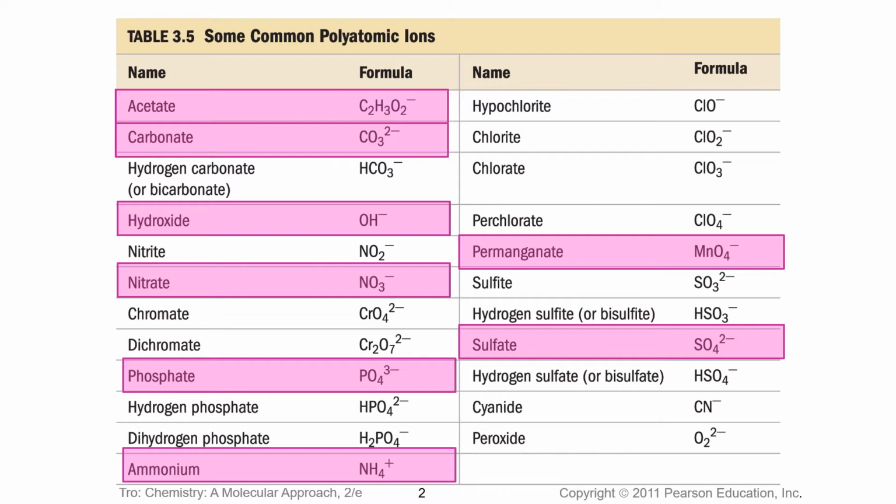nitrate, NO3-, phosphate, PO4 with a -3 charge, ammonium, which is the only common one that we see with a positive charge, which is NH4+, permanganate, MnO4-, and sulfate, SO4 2-. We are going to see these over and over. If you have them memorized, it will save you some time looking up their formulas.